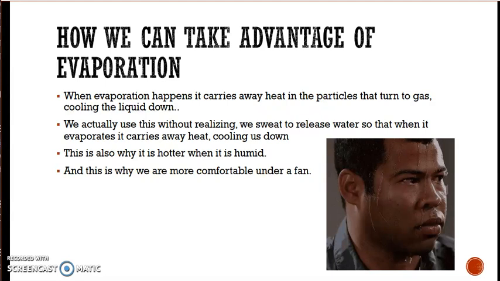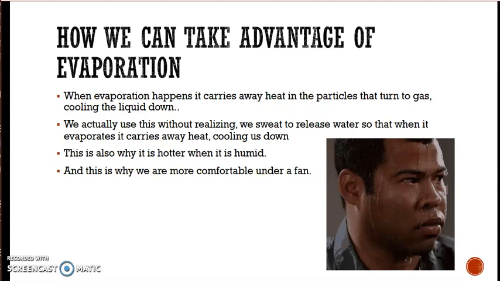But when the heat stays on us, we sweat more, but then the sweat won't evaporate and take away the heat, so we sweat even more, and that's why we sweat a lot when it's humid. And this is why we're more comfortable under a fan. A fan, like before, increases the rate of evaporation by blowing air on the surface, moving the humid air with water particles away. So you get space so that the water from your sweat can evaporate and carry away the heat.